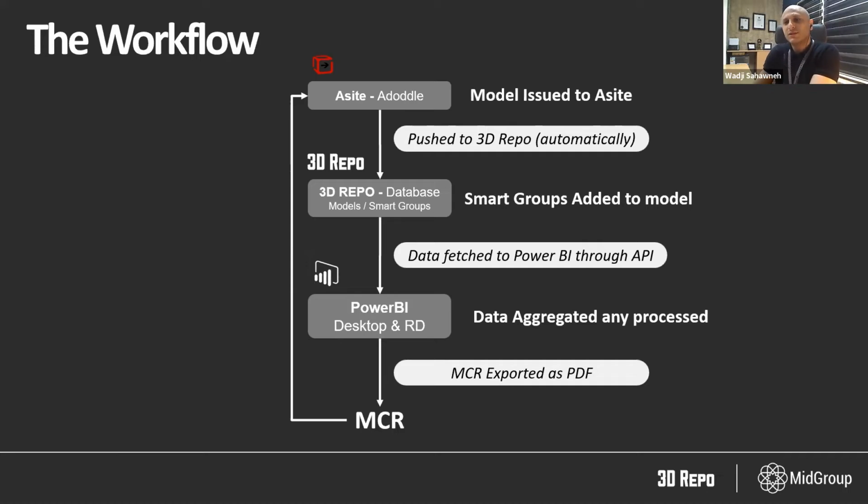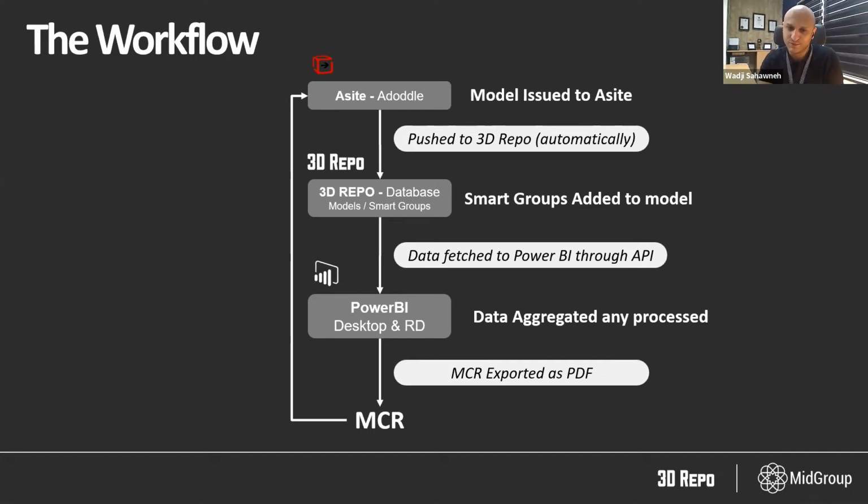Now, once the consultant uploads their model to the common data environment, Asite, it gets pushed in an automatic process to 3D Repo, while keeping that model hidden under review from the rest of the project team. Once we have the model on 3D Repo, our information managers go through that model and assign or upload the smart groups that Mia is going to cover. Those smart groups cover all of the aspects that we're going to review in that model.